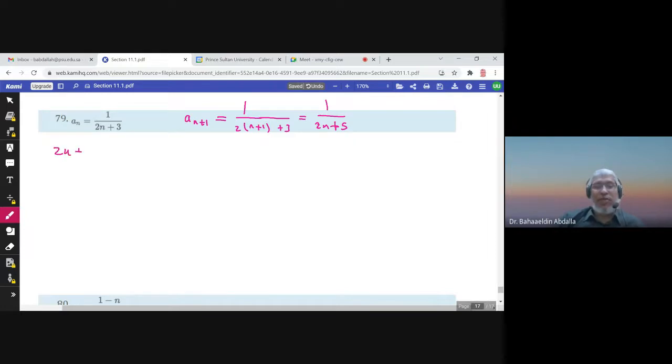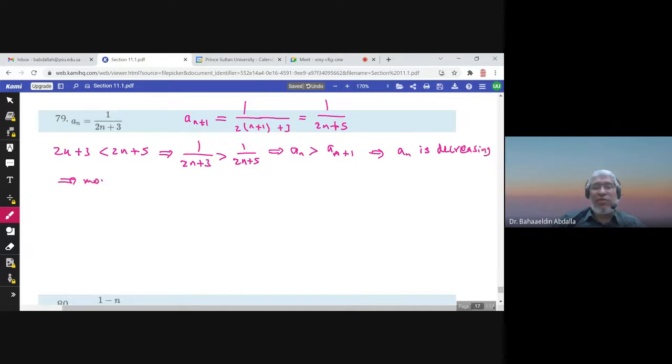Let me start with the denominators. What about 2n plus 3 and 2n plus 5? Well, this is less than this. So if I take the reciprocal, then 1 over 2n plus 3 would be greater than 1 over 2n plus 5. But 1 over 2n plus 3 is a_n, and 1 over 2n plus 5 is a_(n+1). And if a_n is greater than the number after it, then the sequence is decreasing. And if it is decreasing, then it is monotonic.